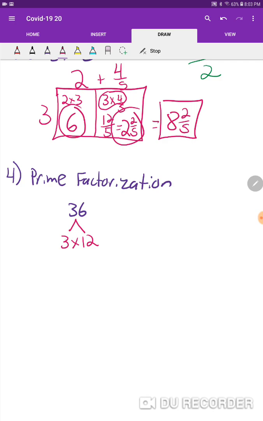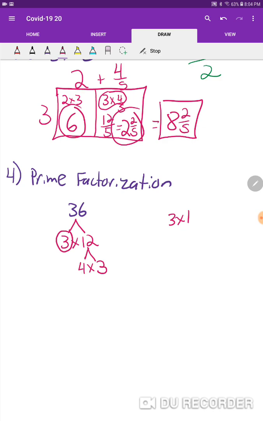Okay, so you look at the end of this branch. What do you see? I see a 3. Is 3 prime? Yes, it is. The only way to make 3 is 3 times 1. There's no other way to make it. But how about 12? Is 12 prime? Nope. How do you make 12? How about 4 times 3? You probably were thinking 2 times 6. That's okay. Still works.